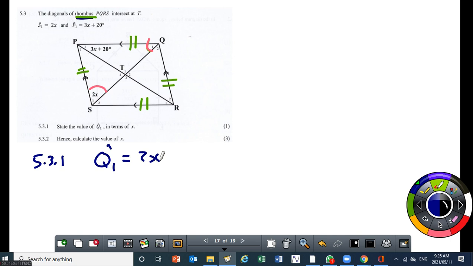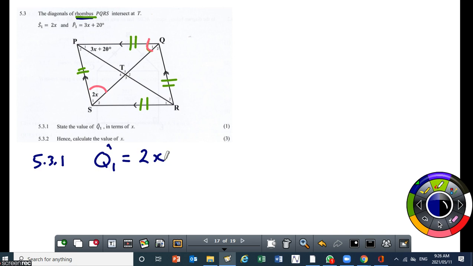It's one mark here. So you don't have to give a reason. You get a mark for the answer only. How you get to know that Q1 is equal to 2x, there is no mark for that. So just write your answer straight away, nicely. It's Q1 equal to 2x. But you must know that the reason is because angle S1 and angle Q1 are angles opposite equal sides. Because PQ is equal to PS. Because this is a rhombus.